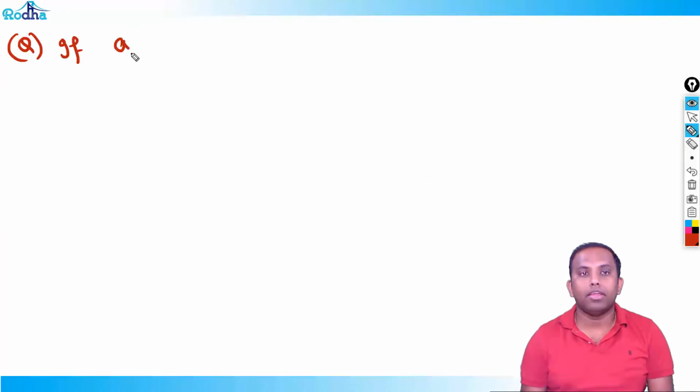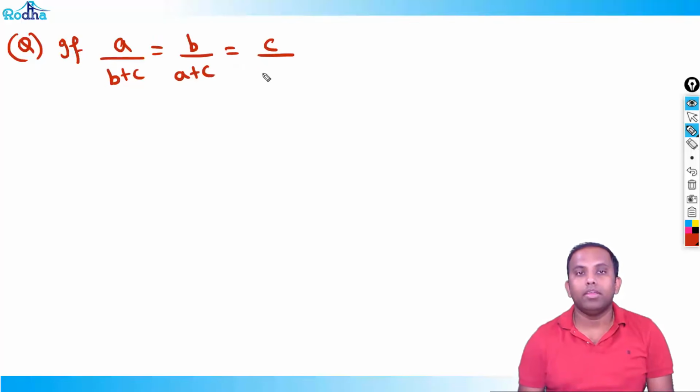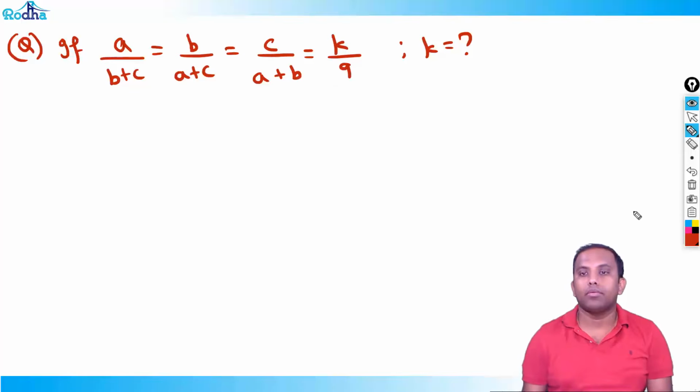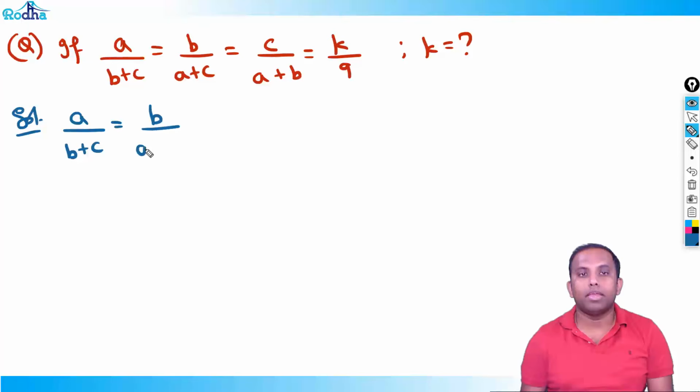If a by b plus c is equal to b by a plus c is equal to c by a plus b is equal to k by 9, then find the value of k. Right? See, again same concept I'll use. So I know that a by b plus c is equal to b by a plus c is equal to c by a plus b.